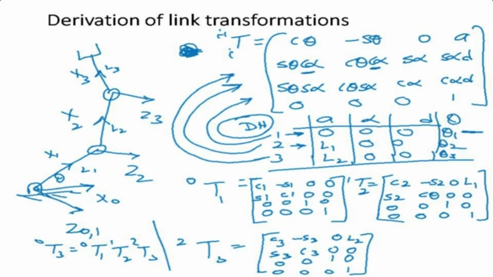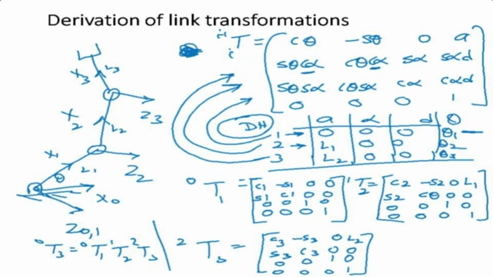Now, we take each row of this DH parameter table. This is my DH parameter table, and this is row number 1. What is the value? 0, 0, 0, theta 1. So this is the row that I'm picking first. Now this row I'm going to put in this generalized matrix. The only variable is theta 1. So I say cos theta 1, minus sin theta 1. A is 0, right? So cos theta 1 and minus sin theta 1.